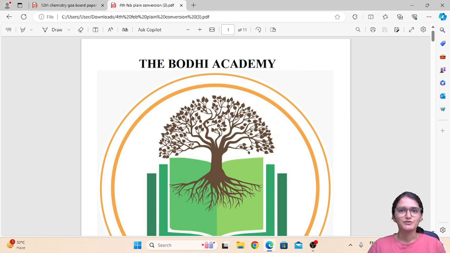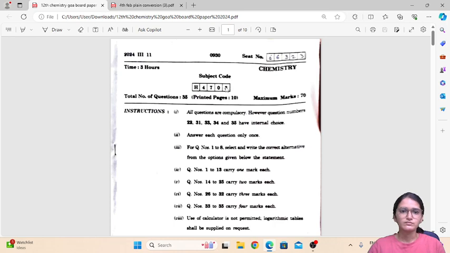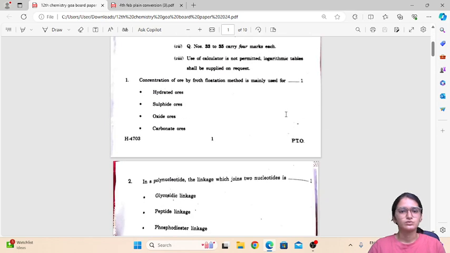Today I am going to solve the chemistry paper of 12th standard Goa board which was asked recently in the exam held in March month. So let us start the paper of 2024-25. The timing given for this question paper is 3 hours and the maximum marks for this paper is 70. It begins with the MCQs, so let us start with the first question.